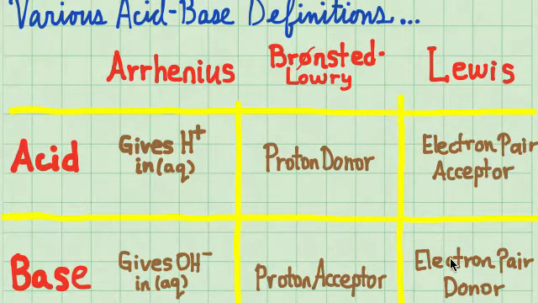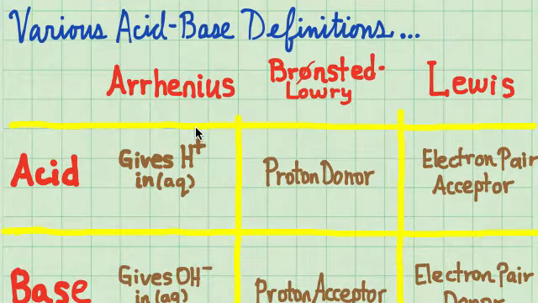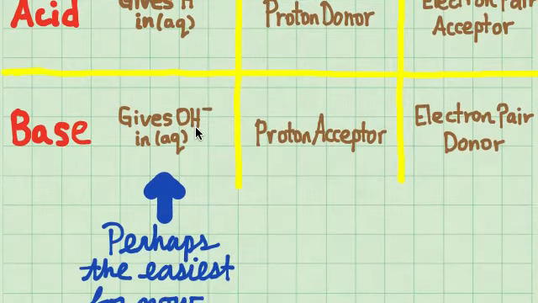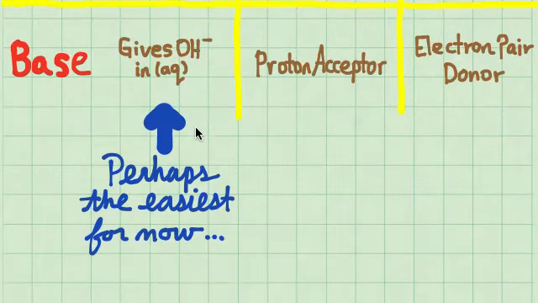The Lewis definition will be used in organic chemistry extensively. But we're usually just going to go with this definition. As this is an introduction, we'll see more acid-base reactions in the second semester of chemistry. But for right now, we'll just go with this first definition, probably.